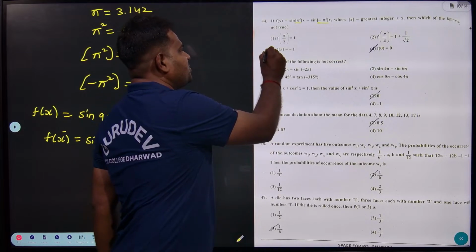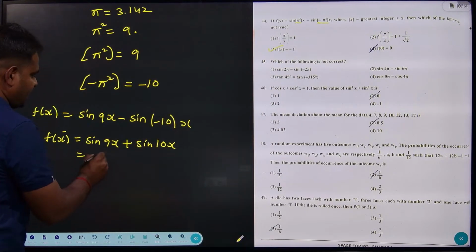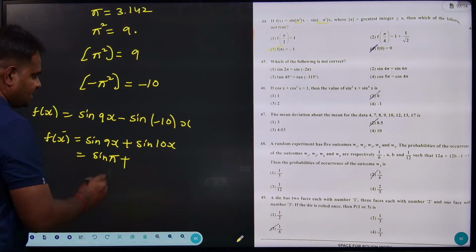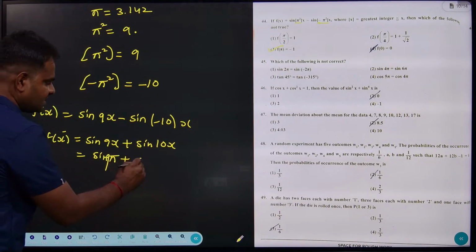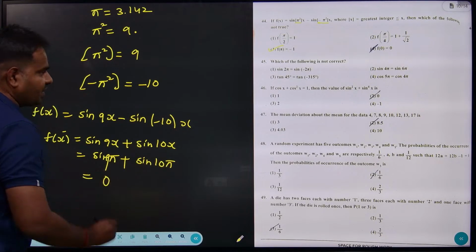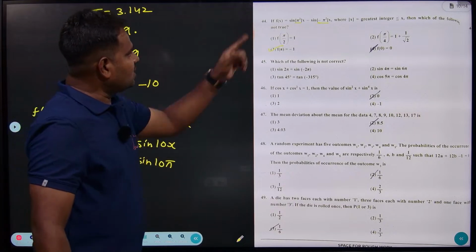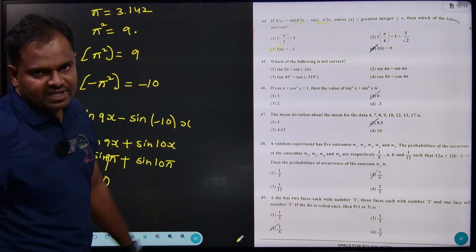Actually this option is not true, because if you put the value of x equal to pi here, in place of x we put pi, you will get sine pi plus sine 9 pi plus sine 10 pi. See here, this value you are getting is 0. This value is not equal to minus 1. Hence, for question number 44, option 3 is the right answer, students.